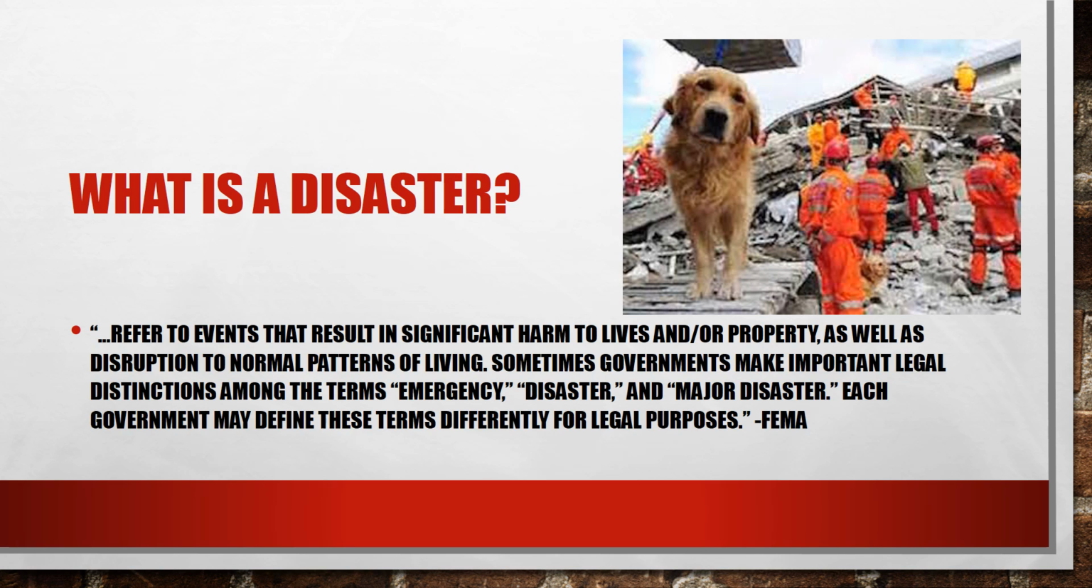So, what is a disaster? It refers to events that result in significant harms to lives and/or property, as well as disruption to normal patterns of living. Sometimes governments make important legal distinctions among the terms emergency, disaster, and major disasters. This was a quote pulled from the FEMA website itself, and it does show that there are different terms for referring to the word disaster per se. A disaster can mean an emergency, it can have an emergency aspect to it. It can actually be a major disaster, or it can just be a disaster where the severity is not as bad as a major disaster. So there are different kinds of definitions to that.